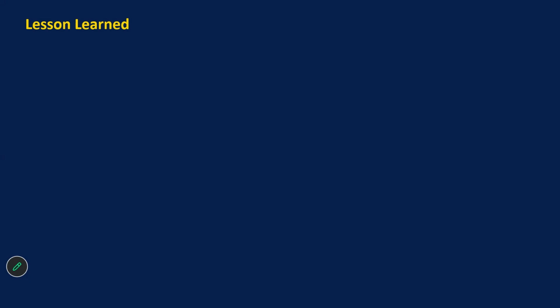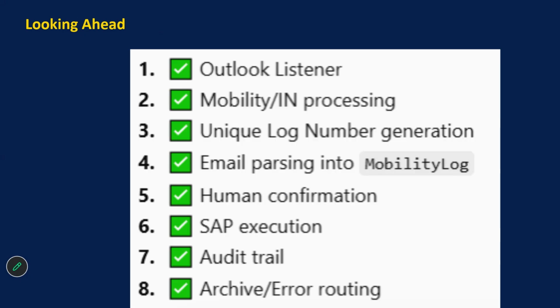Looking ahead. With this issue resolved, the SAP Mobility Engine is now back on track. In the next episode, we'll begin implementing the complete processing pipeline. Outlook will monitor the mobility/in folder, generate a unique mobility log number, parse every email into structured data, request optional human confirmation, and then execute the required SAP transaction automatically.